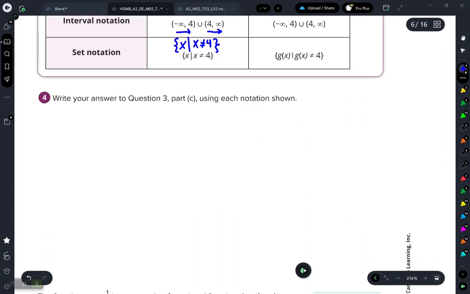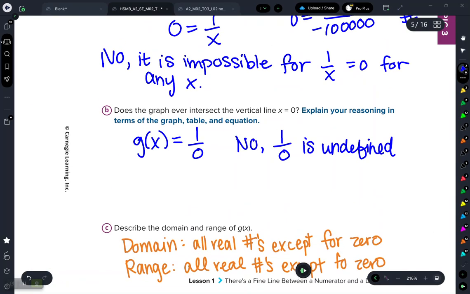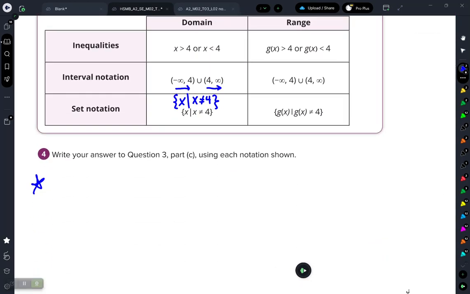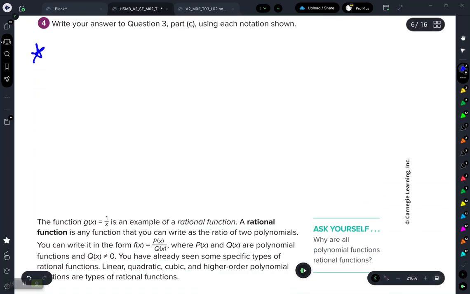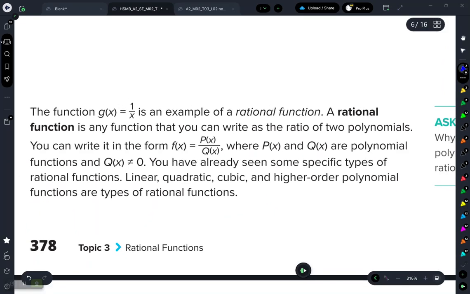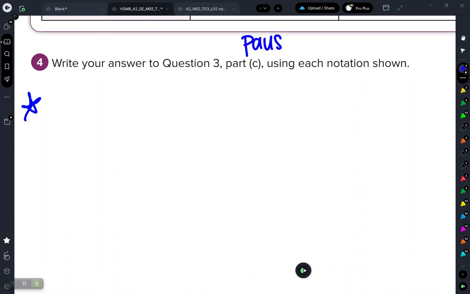Okay, so go ahead and try writing our domain and range, all real numbers except for 0, which is the same for both domain and range, using each of these notations. Okay, go ahead and pause it and give it a try. And then when you're ready, I'll show you the answer.